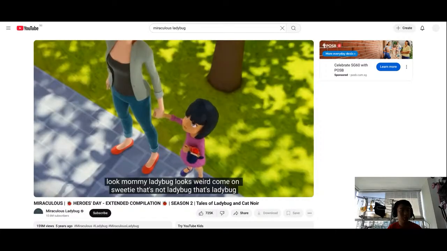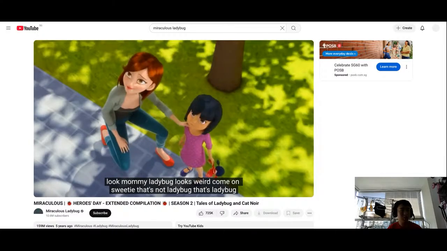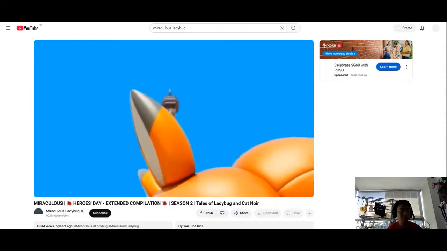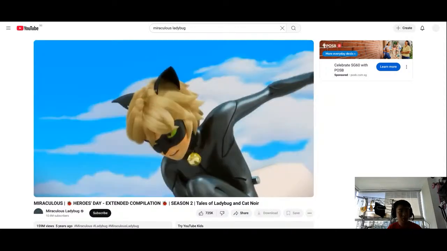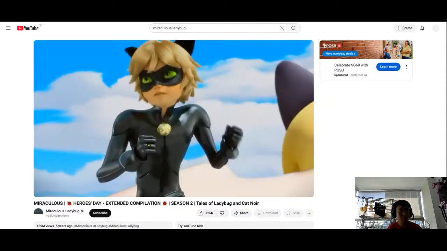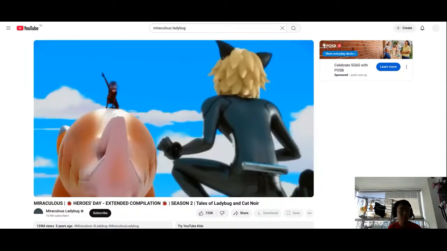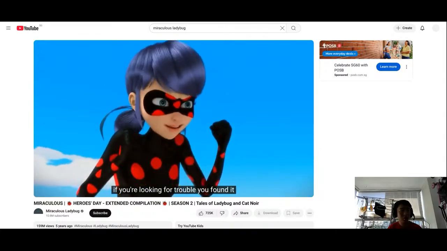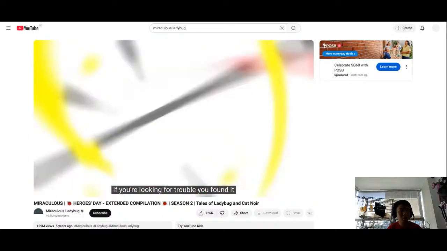Look, Mommy, Ladybug looks weird. Come on, sweetie, that's not Ladybug, that's... Ladybug! Move out of the way, everyone! She's been akumatized! Is that fear I smell, Kitty? If you're looking for trouble, you found it!